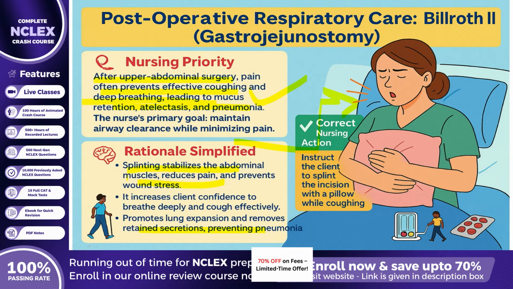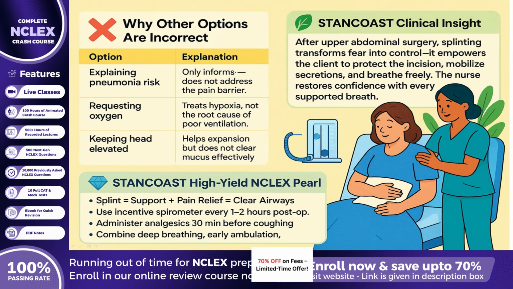Option 3 is also incorrect because requesting supplemental oxygen treats hypoxemia but does not solve the mechanical problem of poor ventilation caused by shallow breathing. Oxygen may be necessary later, but is not the immediate intervention.